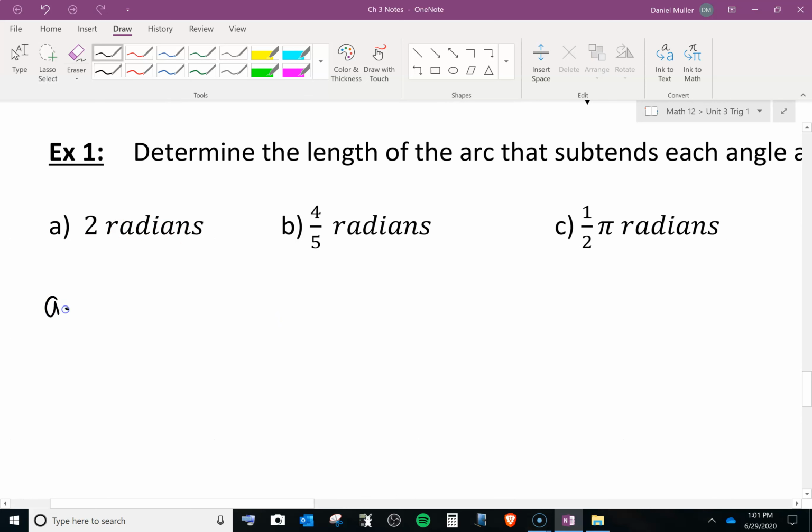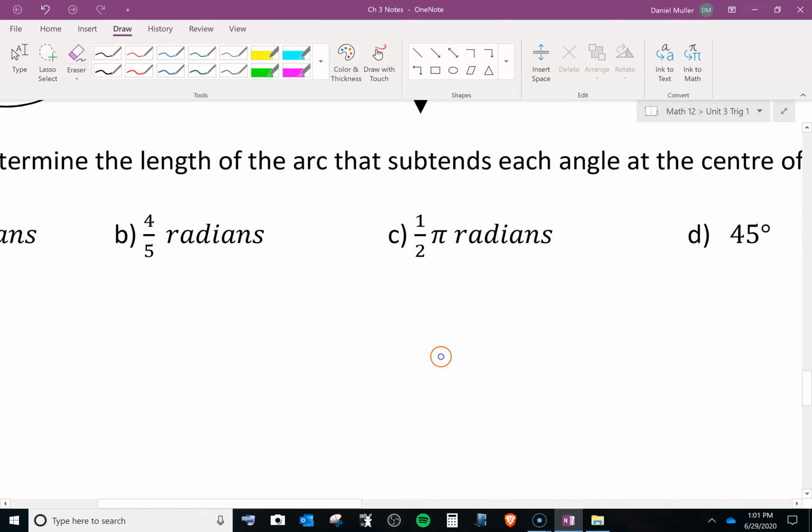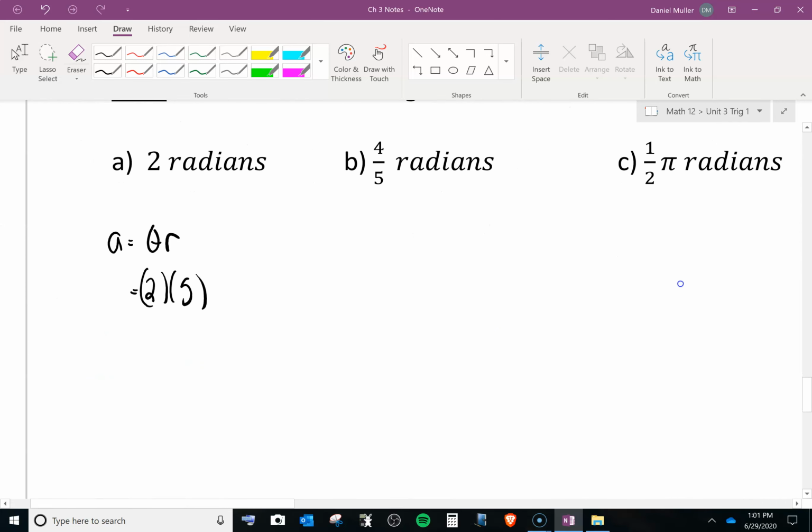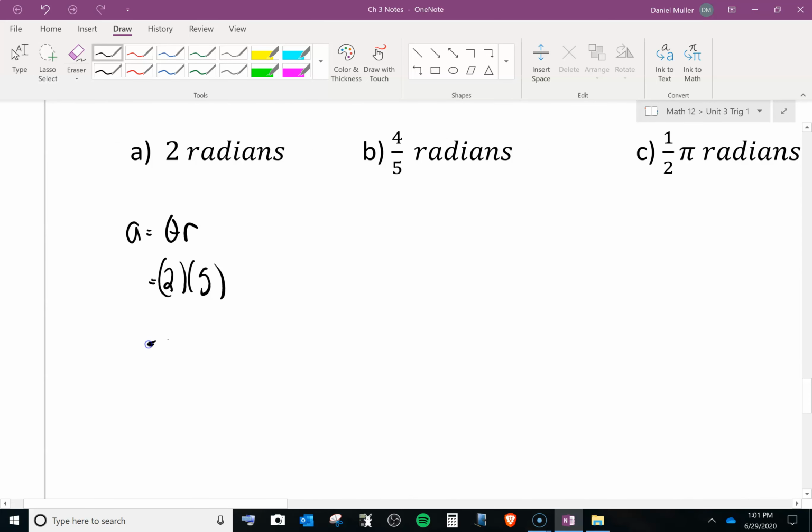So A is our arc length, which is going to be theta times r. Now theta is 2 in this case, and our radius was, I believe, 5 centimeters. So in the end, we're going to get an answer of 10 centimeters. That's really, really straightforward. There's not much going on here.